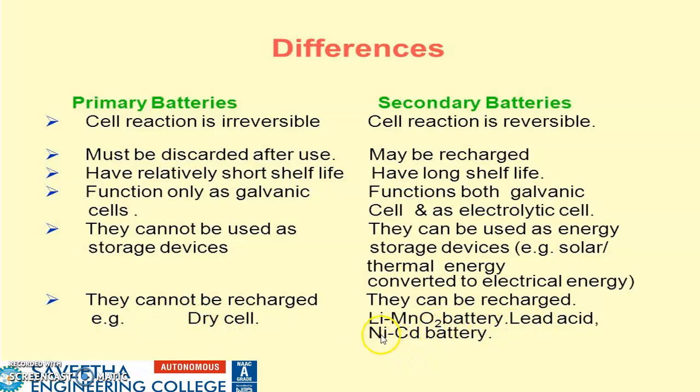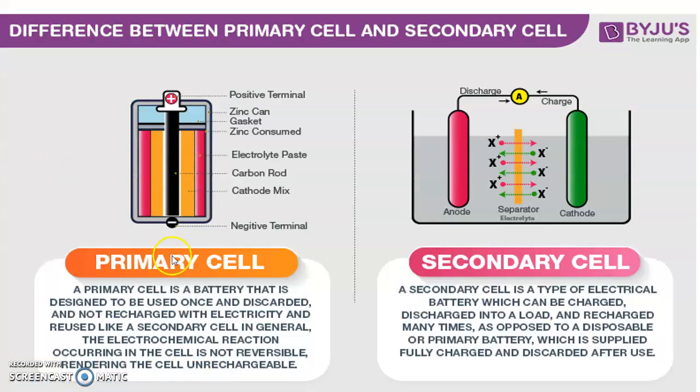Some examples of secondary batteries are the lithium manganese dioxide battery, lead acid storage battery and NiCad battery, and an example of a primary battery is the dry cell. So this is a dry cell and a secondary battery. We have given an example over here. Here both reactions take place, charging and discharging, whereas the primary cell falls under just use and throw.